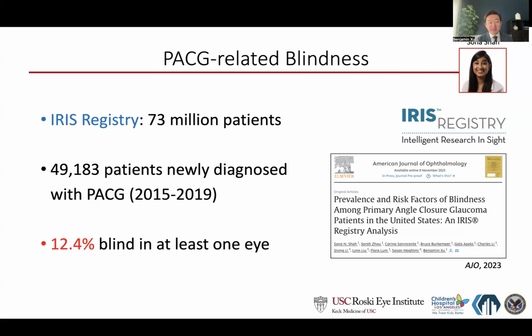We found that among these patients, 12.4%, or roughly 1 out of every 8 patients, was blind in at least one eye at the time of first PACG diagnosis. This is despite high healthcare expenditures here in the United States.